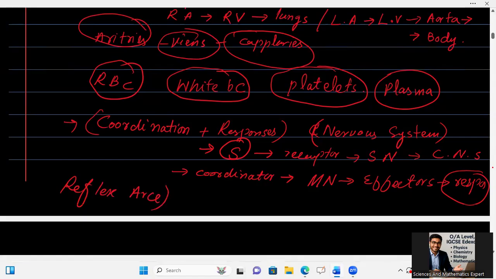There is also a reflex arc, which is a rapid, automatic, involuntary response that bypasses the conscious brain, like pulling your hand from a hot object. It is an involuntary action which is not in the control of the brain.